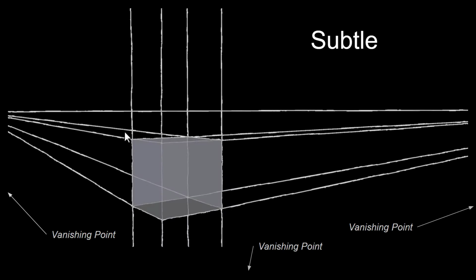When we look at a normal camera lens, the vanishing points are much more subtle than we would draw them. These vanishing points would be way, way far, so we can't draw them on our paper. But that's what makes our perspective really subtle.